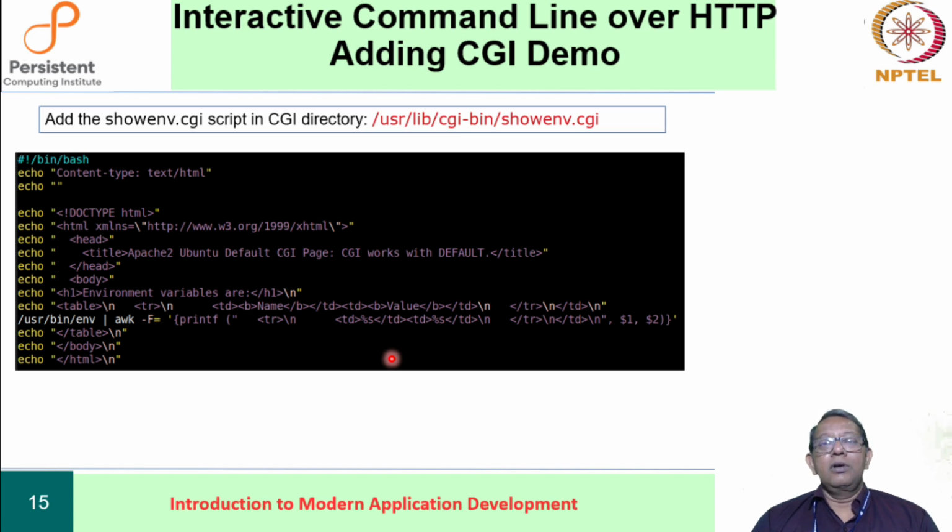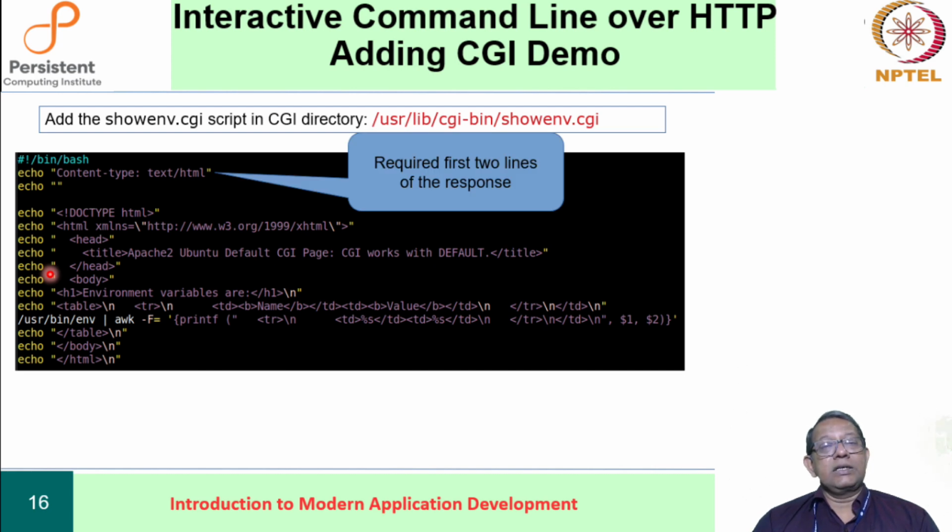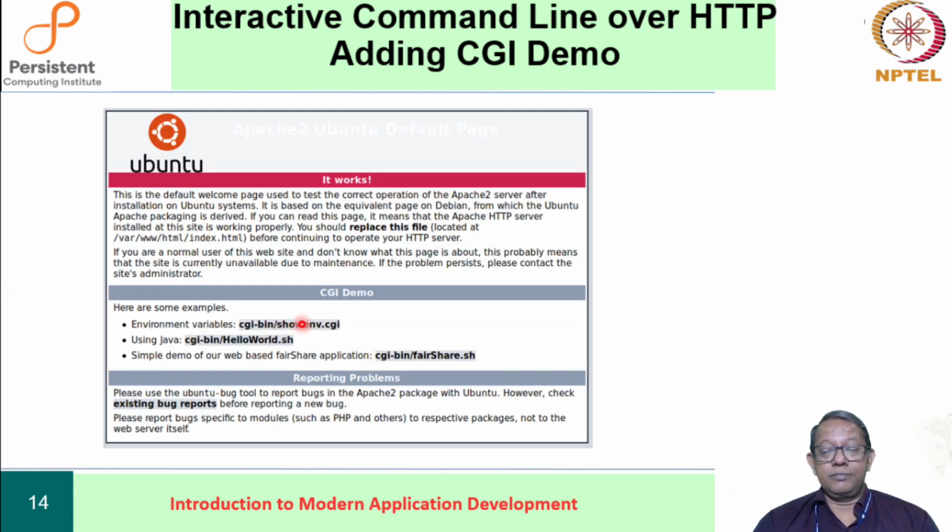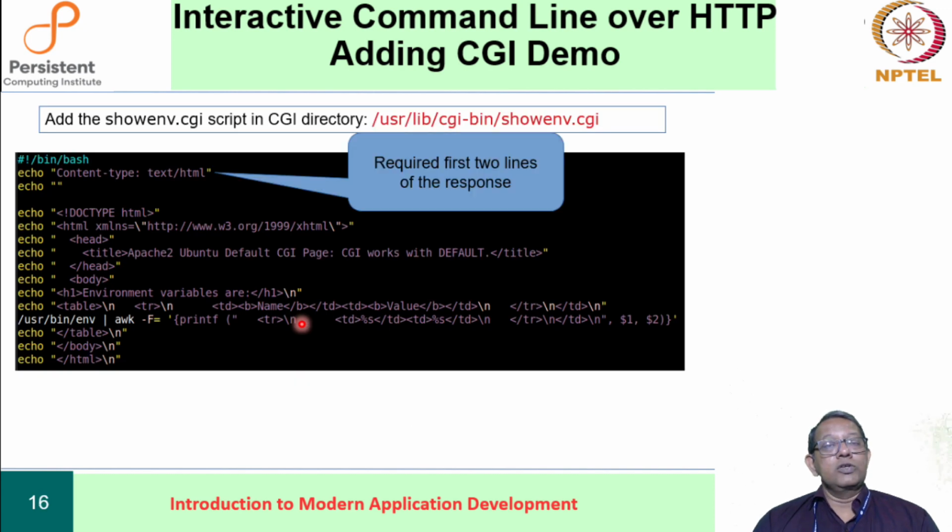Here is a shell script which shows the environment. It is a bash script. We hope that these commands are fairly self-evident. The first two lines are required lines out of a server response. Recall that this particular script is going to be run when you click this particular link. So the server is going to first print out these two lines that are required by the HTTP protocol, and then it will execute these lines.